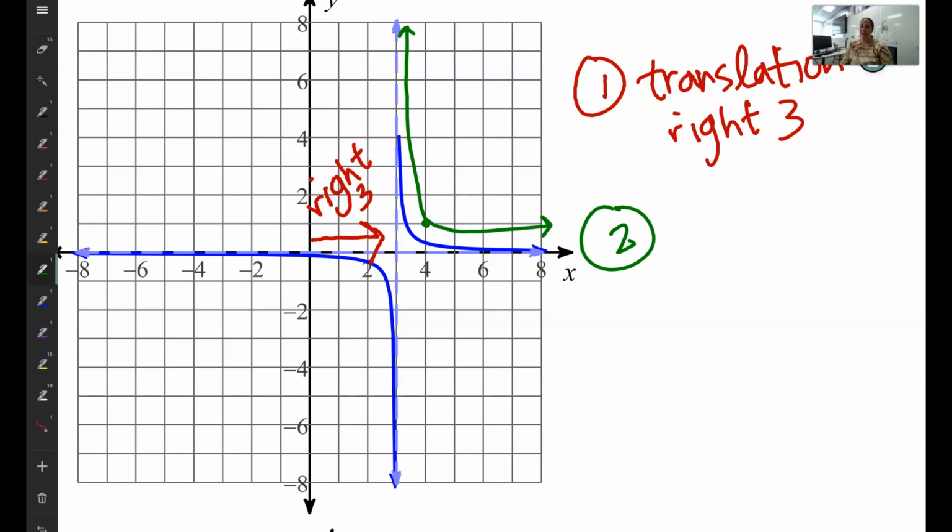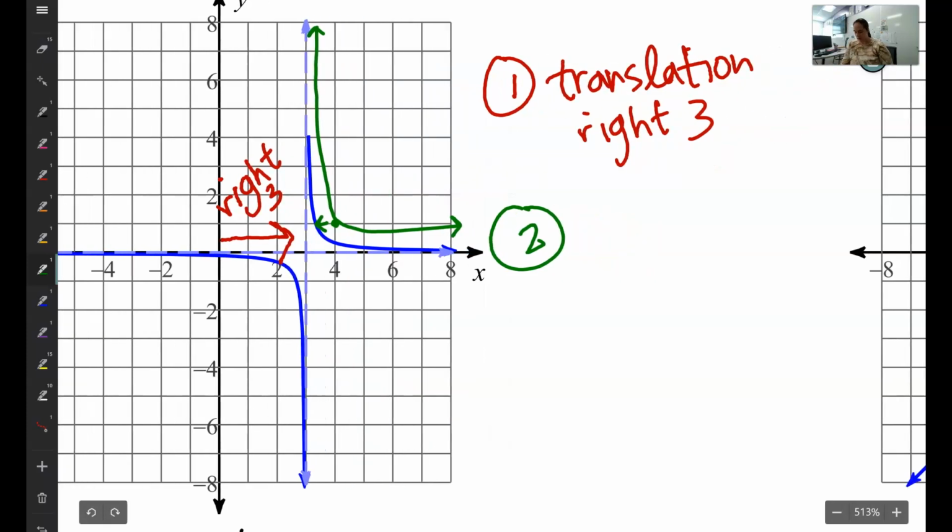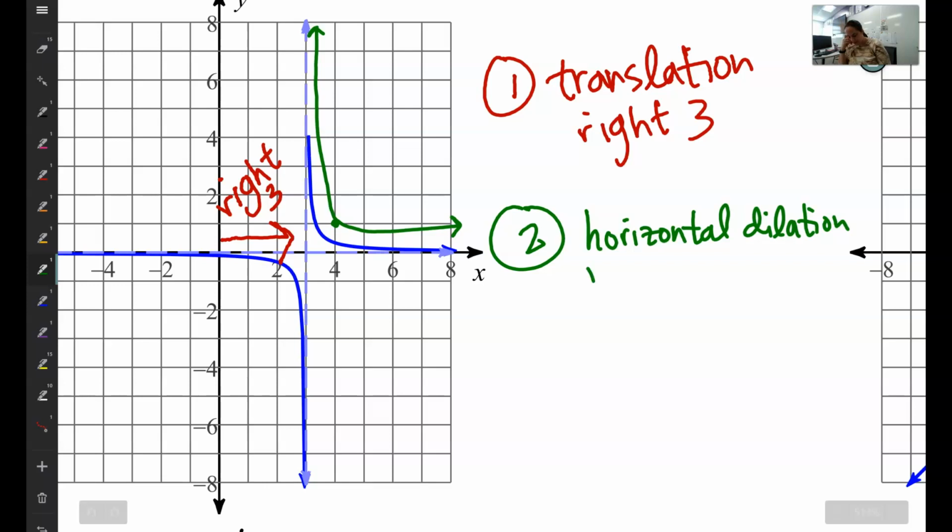So this one has been dilated, and it's been dilated horizontally. So we have a horizontal dilation because it's been stretched to the side. Now we need to know by how much. Well, it looks like this is the halfway point, so it's a little less than 1/2. So probably by 1/3 would be pretty close. And that gets us to there.